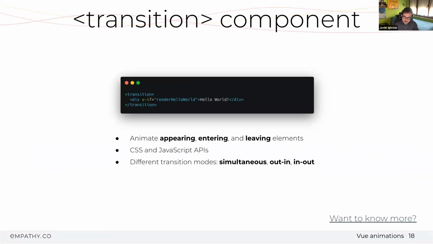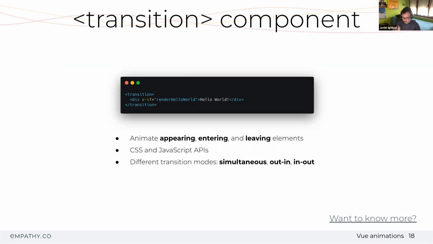The first one is the transition component. You can use this component to simply animate when an element is entering or leaving, let's say appearing or disappearing. And it has both CSS and JavaScript API, depending on what you want to do. You can even combine both of them. And it works really nice. I will show you in the next slide.